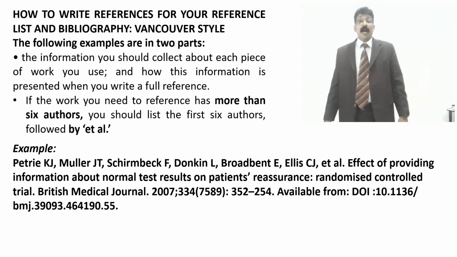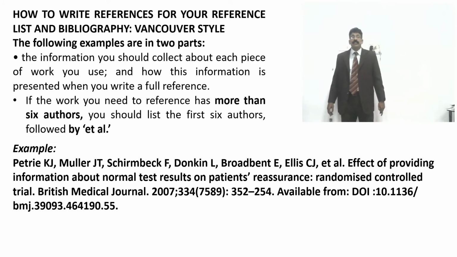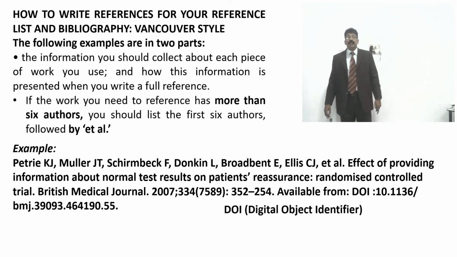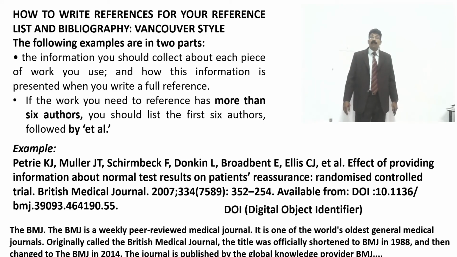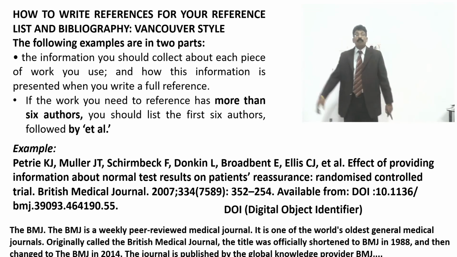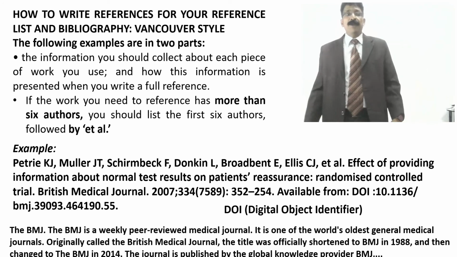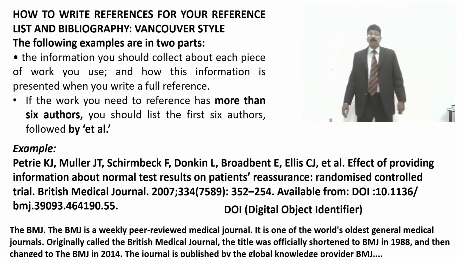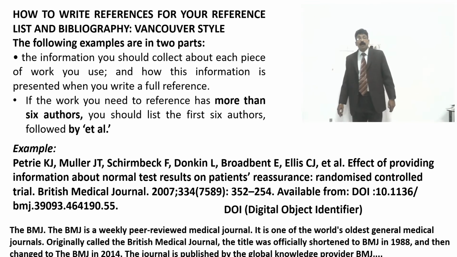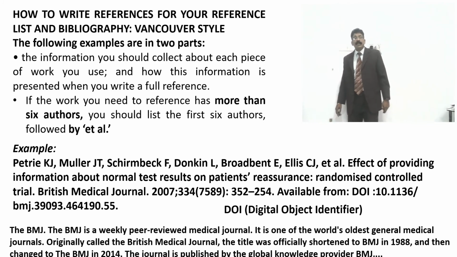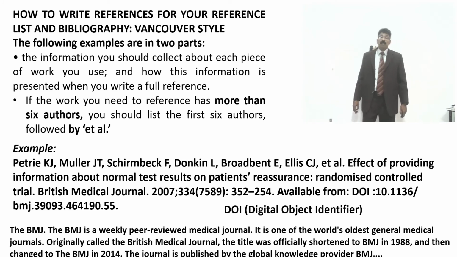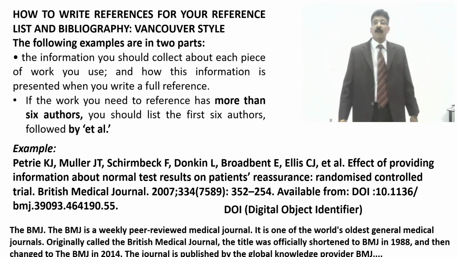And the journal, that is British Medical Journal, then the year and the number you have to mention, and the DOI, which means digital object identifier, and the date. BMJ stands for the British Medical Journal. BMJ number, understand? It is the world's oldest medical journal, originally called British Medical Journal, and the title was officially shortened to BMJ in 1988, and it changed again in 2014, and the journal is published as a global knowledge resource of BMJ, which we can see on the internet.